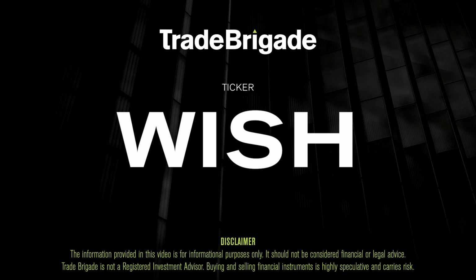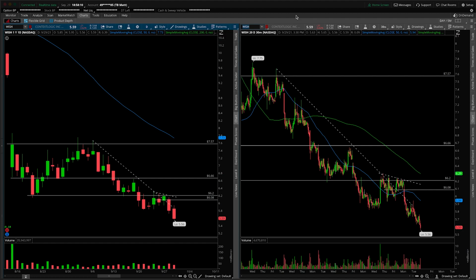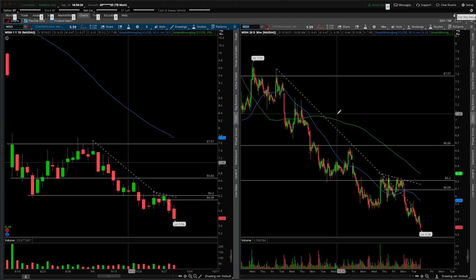What's up, traders? Matt from the Trade Brigade here doing a technical analysis on ticker symbol WISH, or ContextLogic officially. On the left-hand side, we are looking at the daily time frame, and on the right-hand side, the 30-minute intraday time frame. First things first, this of course will be more of an update.